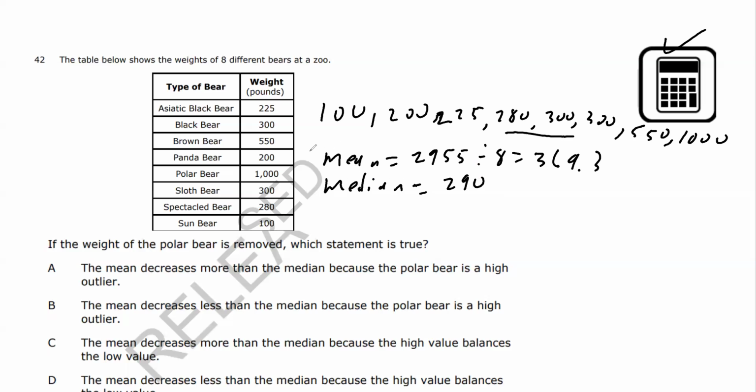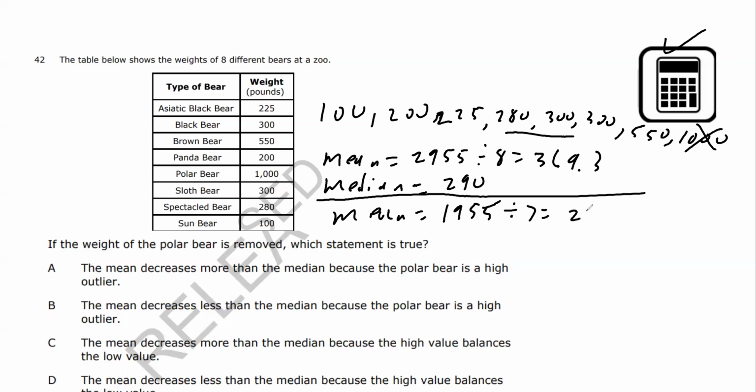All right, now I've got the original mean and median because all the answer choices are comparing when you take out the polar bear and when you don't. All right, now when I take the polar bear out, what happens is I take this 1,000 out. So my new mean is 1,000 less than 2,955, which is 1955. And I'm going to divide that by 7 because there's one less number. And I get the new one is 279.2 is the average. And this is a 6 here.